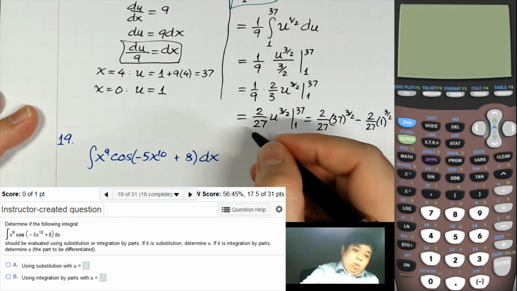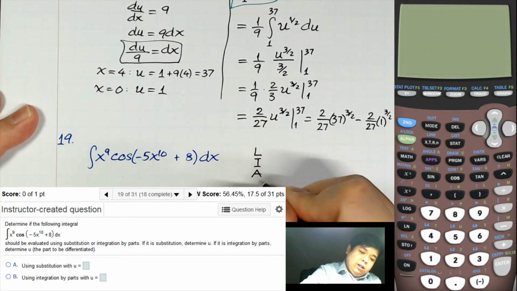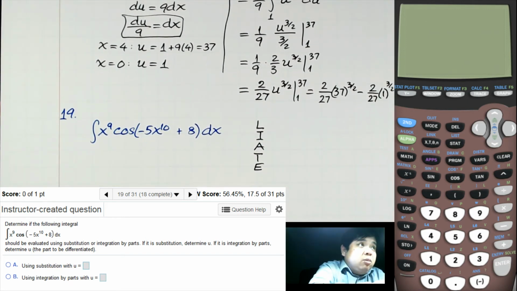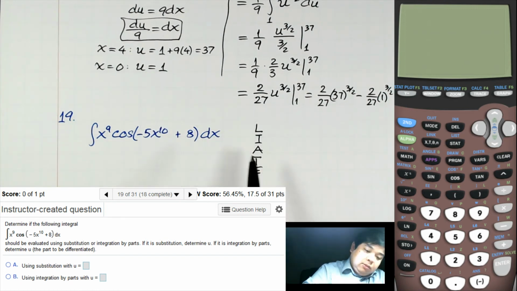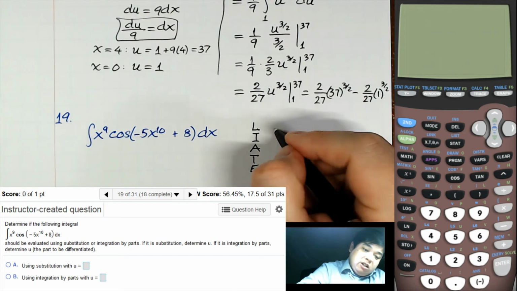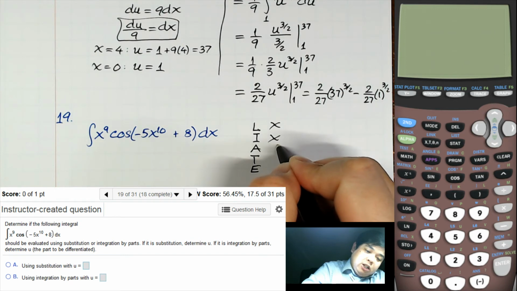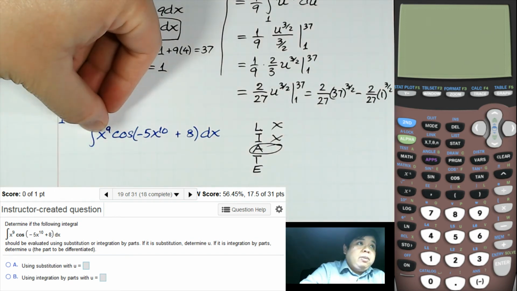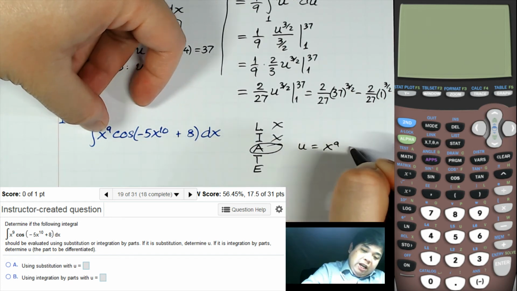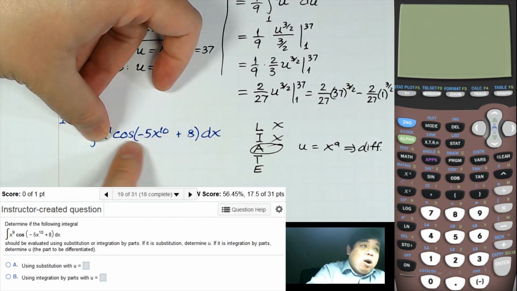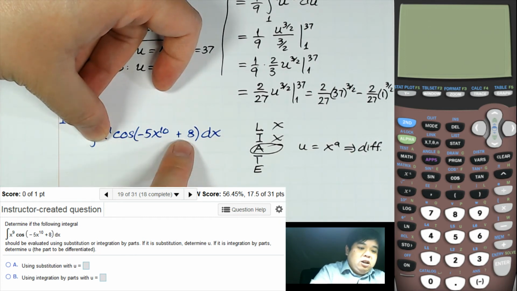And the way we choose u, the part that is differentiated, is going to be in this order. So there's no log, there's no inverse trig, there is the algebraic expression. So that will be x to the 9 if we have to do that. So u is equal to x to the 9, and this is to be differentiated.